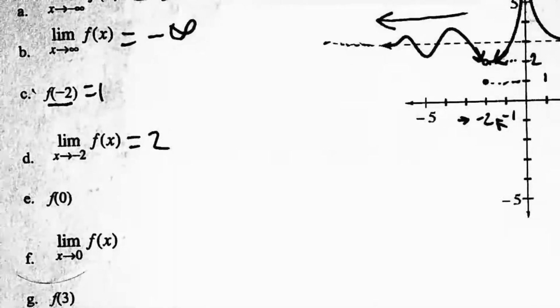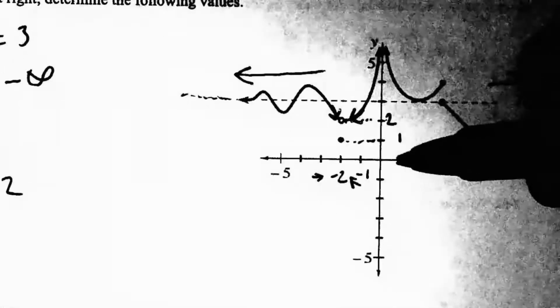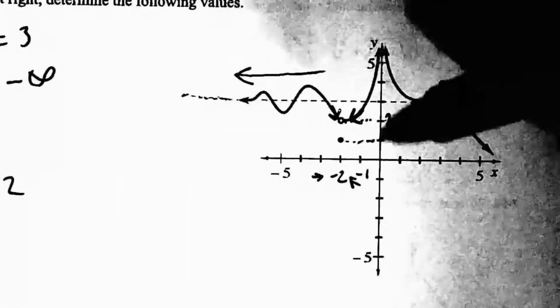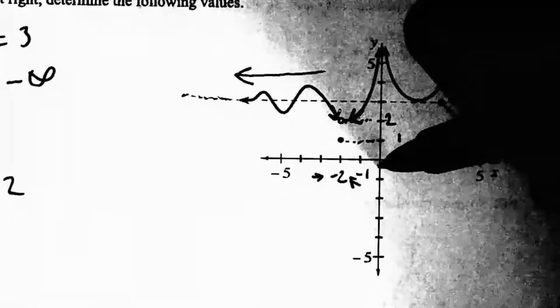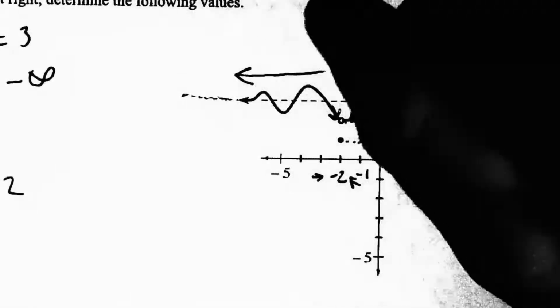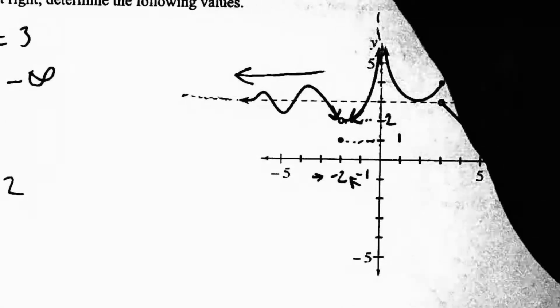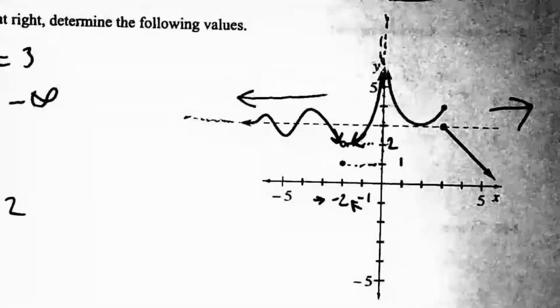Okay. Next, f of 0. So when I plug in 0 into the function, what do I get? You might be tempted to say, oh, you get infinity, but that's incorrect. When I plug in 0, there is no value here, right? We have essentially a vertical asymptote going up here. It's never going to touch this. So it's undefined.